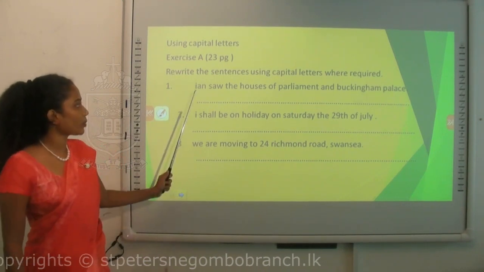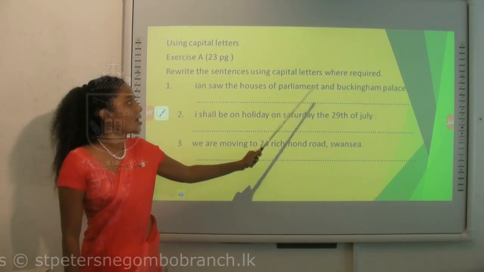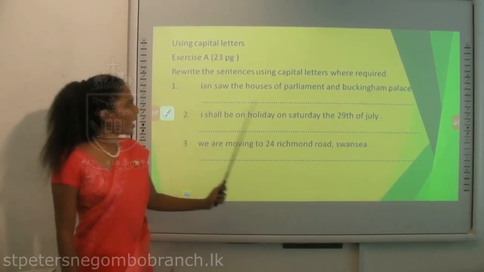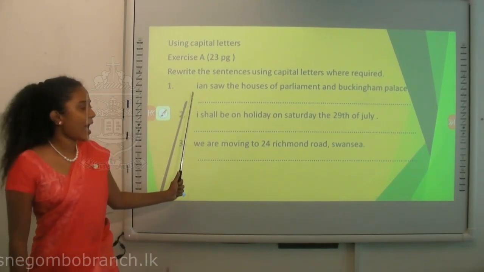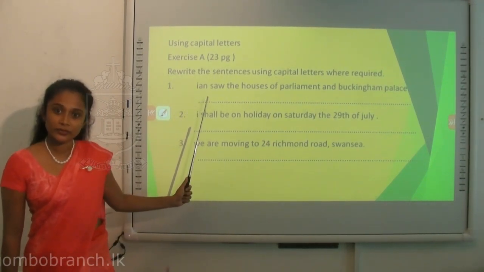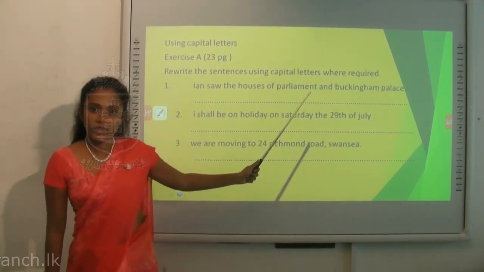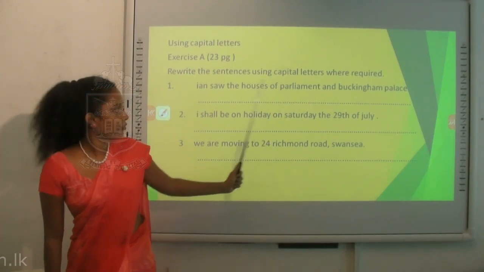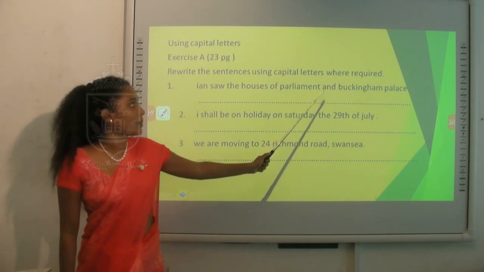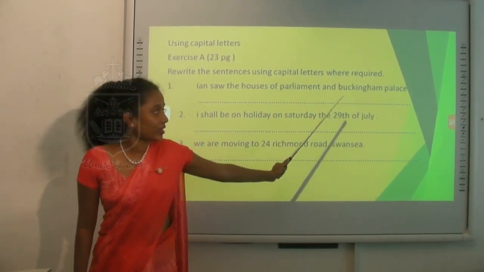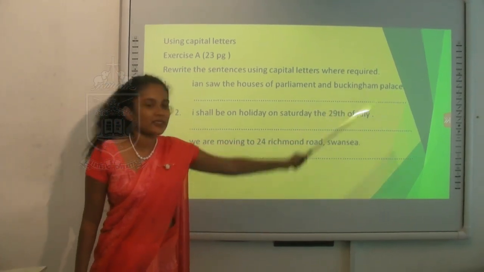So the first one is, and so the Houses of Parliament and Buckingham Palace. So where it has to be capital? I-N. It's the name of a person. I. The Houses of Parliament. It's a well-known place. So H and P capital. And for the Buckingham Palace, it's also B capital. It's a well-known place. And palace P.